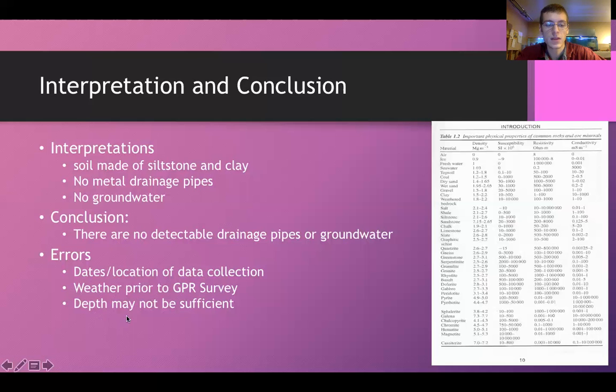But ultimately, I believe that one of the greatest issues with my survey is, of course, the depth. Because our surveys only go to such a shallow depth, I'm not able to record or identify any pipes that may go beyond 10 feet or beyond 20 feet. And the same thing goes with the GPR survey. Being a shallow survey, I'm not able to get very good depth. And so those are some of the errors that I have with my surveys as a whole.